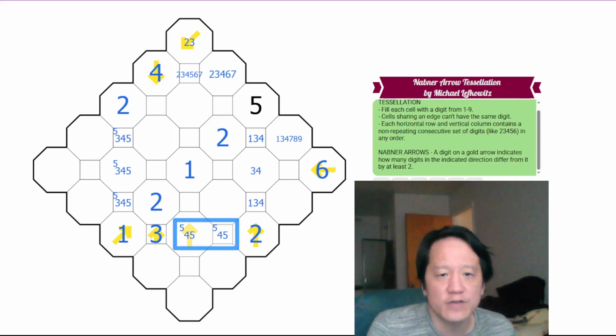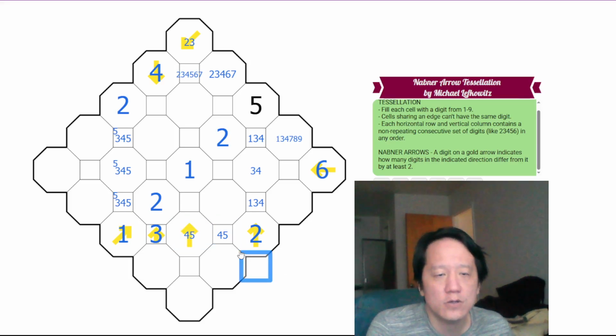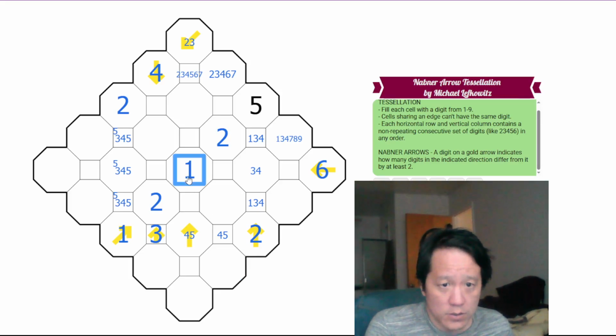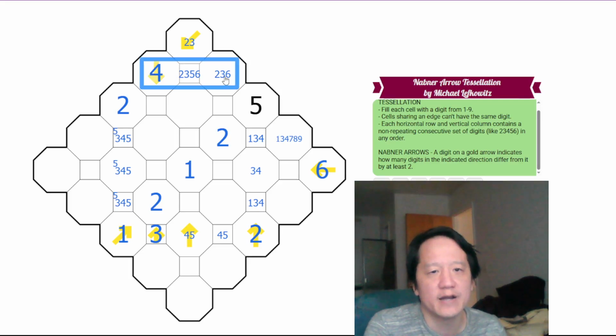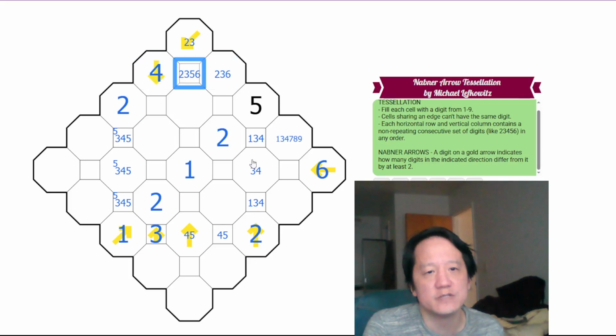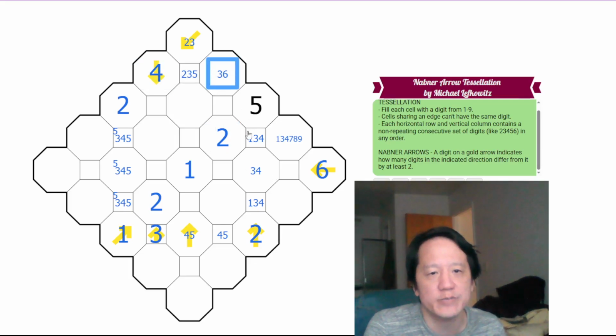This is 4, 5 as a pair. This can't be 4 here. This can no longer have a 7 here because it can't be 4, 5, 6 is the max. So if this is 4, 5, 6, this would have to be 6. So this can't be 6 here. 2 eliminates 2 here.